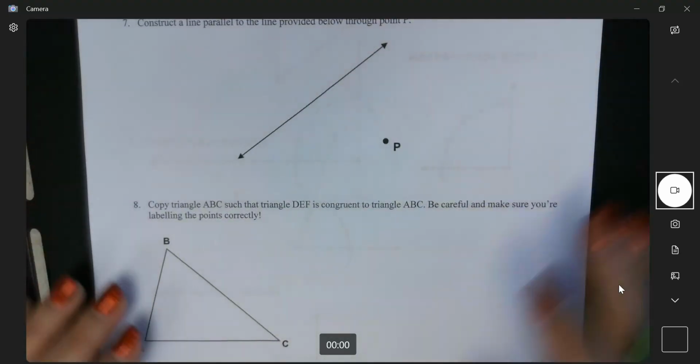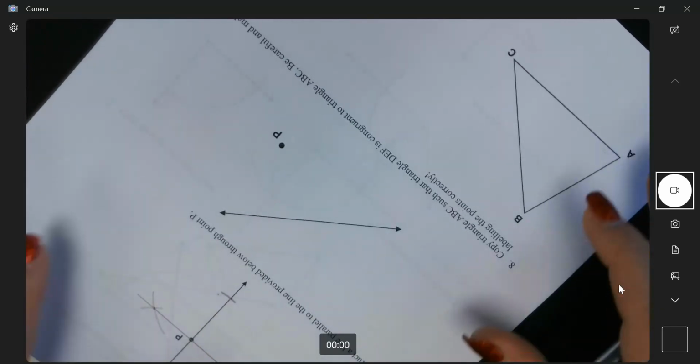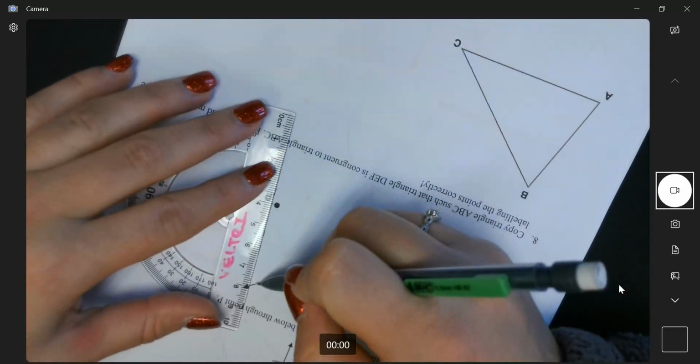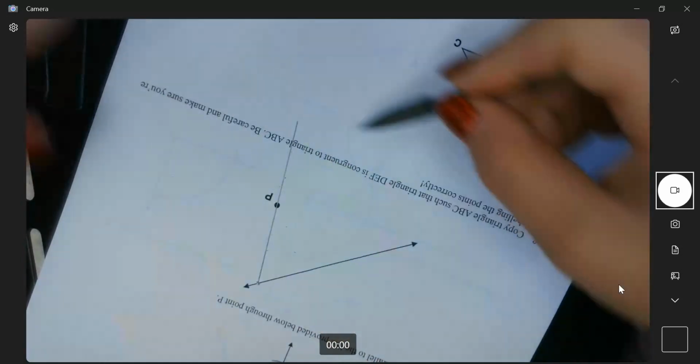Now looking at number 7, it says construct a line parallel to the line provided through point P. I'm going to, again, turn my paper, because usually when we've been working with these questions, the line's down here, the point's up over here. What I like to do is make a point all the way off to the side here, and then use your ruler to draw a line that goes through this point and through P. Make sure it's exaggerated. It's okay if it goes through the words of the other question below it. This is pretty much the same thing as copying an angle. You use all the same movements.